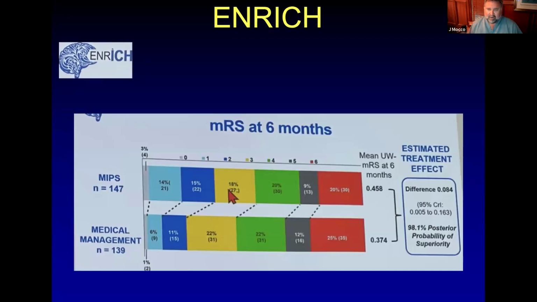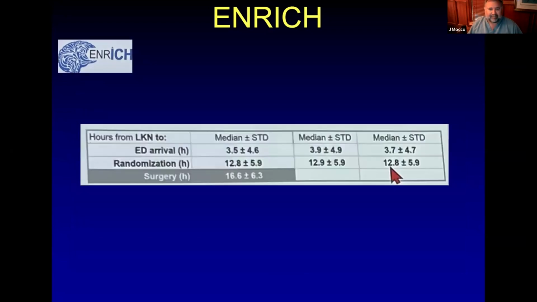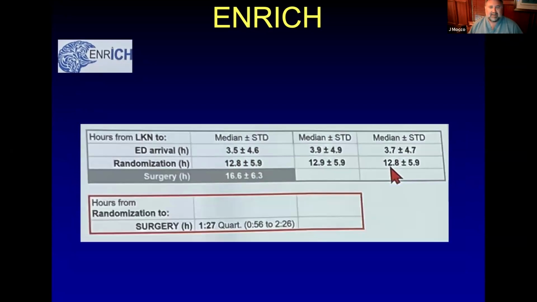And in fact, here are their Grotta bars showing a dramatic shift towards benefit in the 147 evacuated patients. Now, in ENRICH, although they required surgery within 24 hours, they didn't mandate that it happen right away. In fact, the median time to surgery was 16.6 hours. Actually, the mean time was 16.7. So it's basically the same thing.